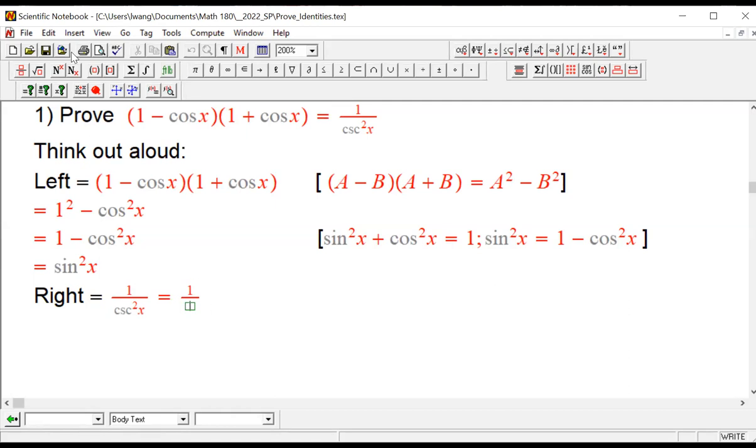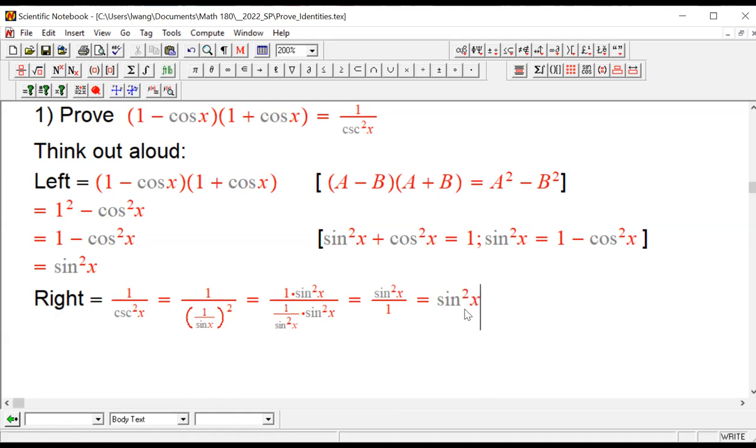We know that cosecant is 1 over sine, right? 1 over sine squared, right? And what would that be? That's going to be 1 over sine squared. If we multiply both top and bottom by that common denominator, sine squared, we multiply by 1, anything times 1 stays the same. The denominator 1 over sine squared multiplied by sine squared is 1. The numerator 1 times sine squared is sine squared. So in the end, we get sine squared, right?